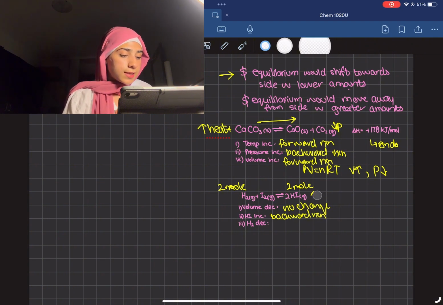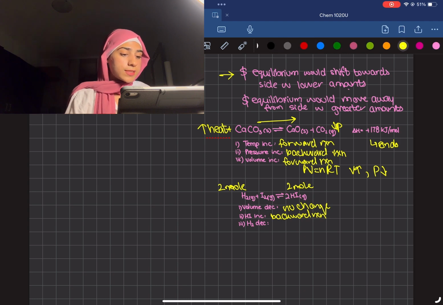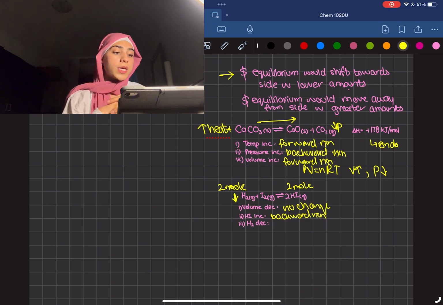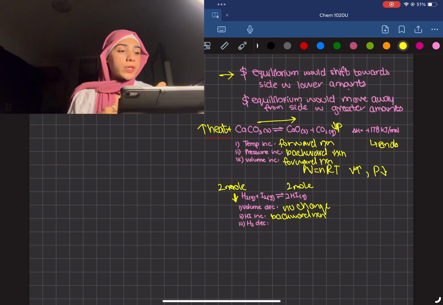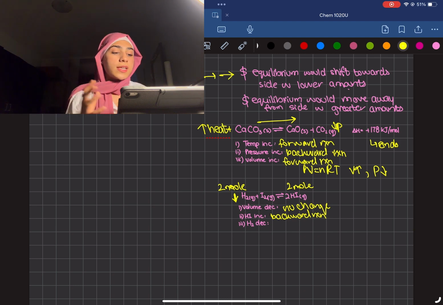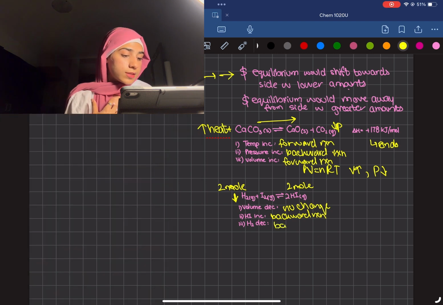Now let's say that my H2 is decreased. I decreased the concentration of H2. Because I decreased the concentration of H2, to make up for it, my reaction would move backwards again. Because if you look at the above statements, the reaction would move towards the side that has the lower amount. So I would say backward reaction.